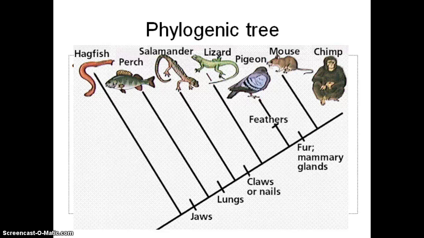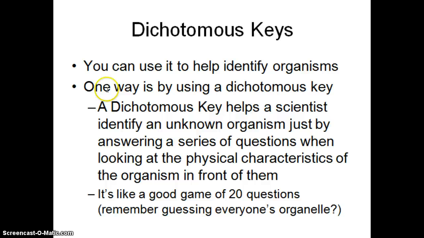You can actually create a phylogenetic tree yourself by using a dichotomous key. A dichotomous key is a fancy term, and you probably have seen or heard about this before, maybe in middle school. It helps you to identify organisms. It also can help when you have an unknown organism and you're trying to figure out where it fits in. Usually you ask a certain question, like, do they have jaws? Yes or no? If yes, then you go up the phylogenetic tree, and then you know where to place them. It's kind of like a good game of 20 questions. I like to think of it that way.